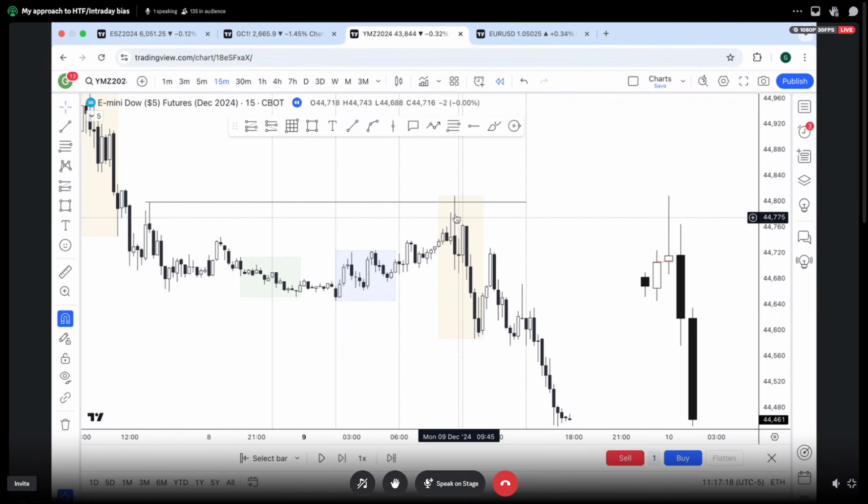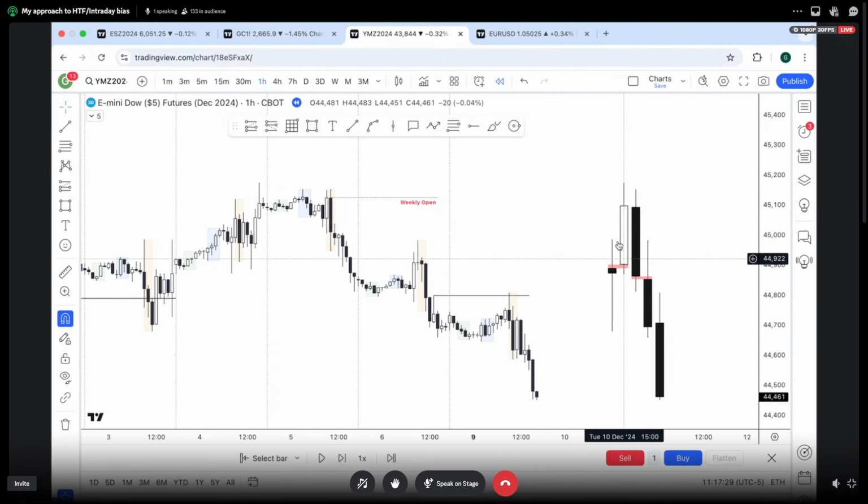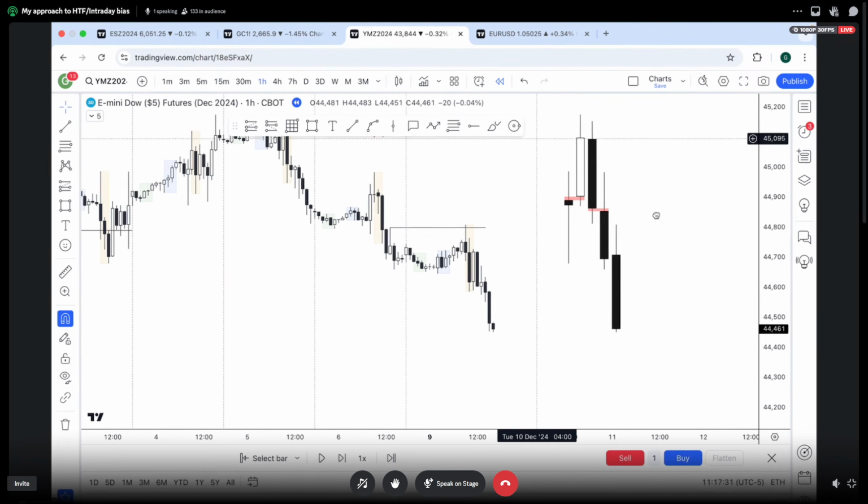You have 9:30 manipulation. Look at the opposing side of that manipulation. What do we have? Failure swings. Right, so this is high probable intraday reversals for daily continuation away from that daily manipulation. Does that make sense?